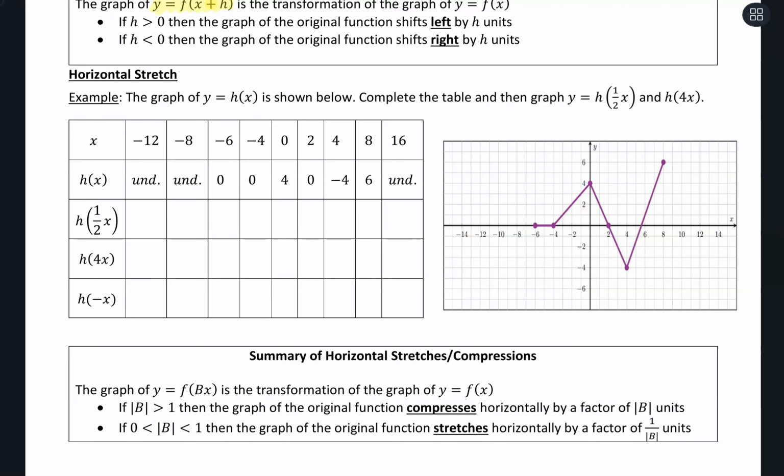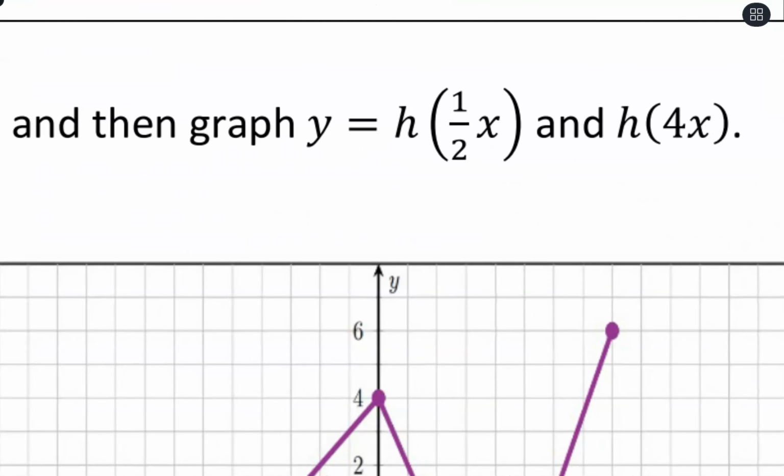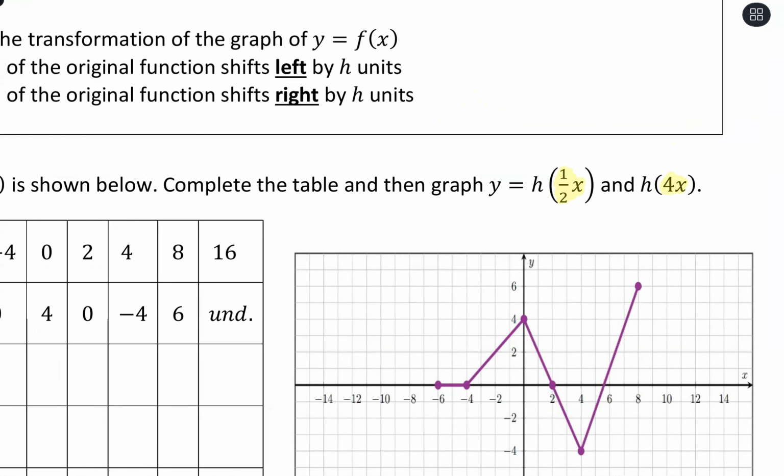Okay, so again, horizontally, we're affecting x, which means we're multiplying inside our function. So we have 1 half times x inside the function h. We're also going to look at 4 times x inside the function h. And again, what we think would usually happen with this multiplication is actually opposite. So like where it looks like I'll be cutting things in half, I'll actually be doubling them. And then where it looks like I'll be multiplying things by 4, I'll actually be taking the fourth of things. So let's go from there.